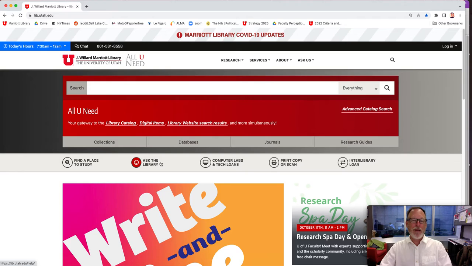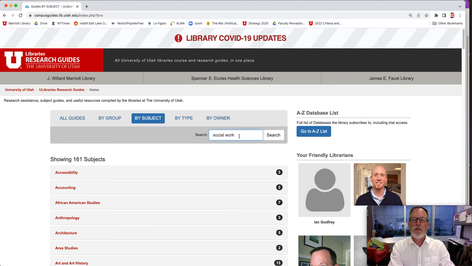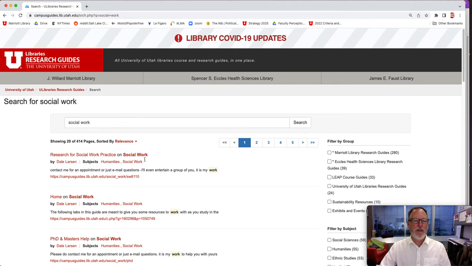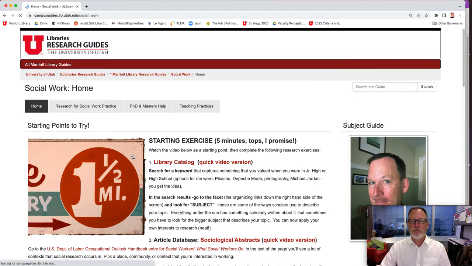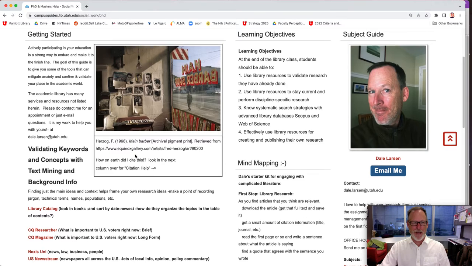So library catalog, that might be okay. Actually, it might be worthwhile searching in. But I have a research guide that has all the social work stuff put together. So let's use my list of databases that I've gotten there just as a starting point. And it's under PhD and Master's Help. I should just put everything under that.